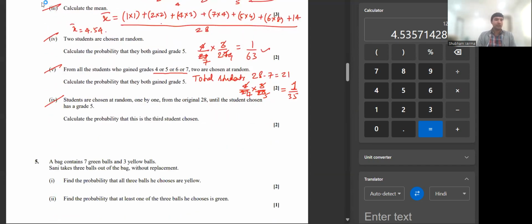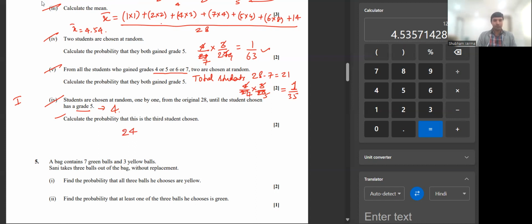Next one. Students are chosen at random 1 by 1 from the original 28 until the student chosen has a grade 5. Okay. So what do you mean by this state? Let's say first student is chosen, right? And he does not get 5 or he gets 5. Now what they are asking, calculate the probability that this is the third student chosen. Okay. So third student chosen gets a grade as 5. That means how many students are there who got grade as 5? There are 4 students, right? So remaining, those who did not get grade 5 is how many? 24. Right? 24 did not get grade 5.